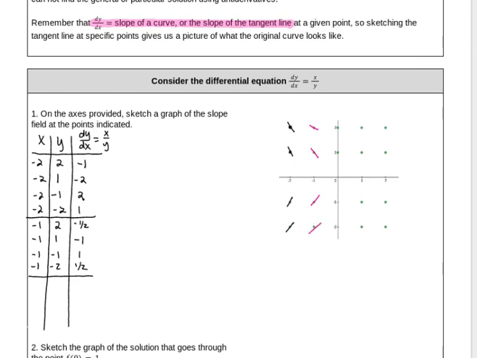There we go. For our next set of lines, let's see, we've got the point 0, 2. That's going to give me a slope of 0, and 0, 1 is also going to give me a slope of 0, which means right here and right here I have horizontal tangent lines. So I'm just going to draw those straight across. I'm going to make myself another table here to keep track of my points.